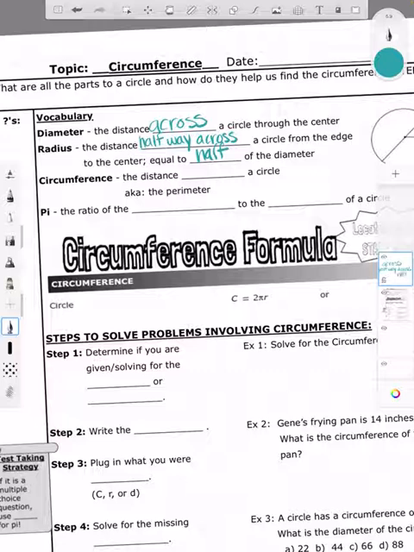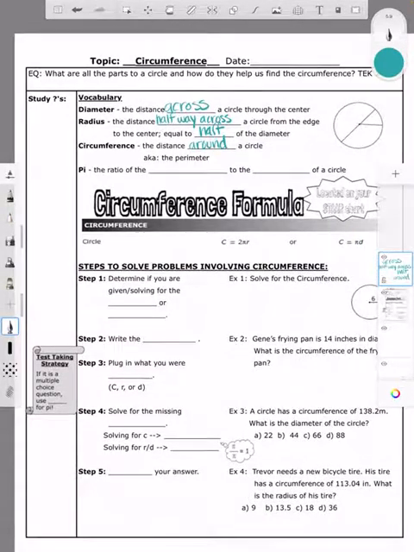All right, and then circumference. Circumference is the distance around a circle, so basically the perimeter. And then lastly, pi, that's the ratio of the circumference to the diameter.